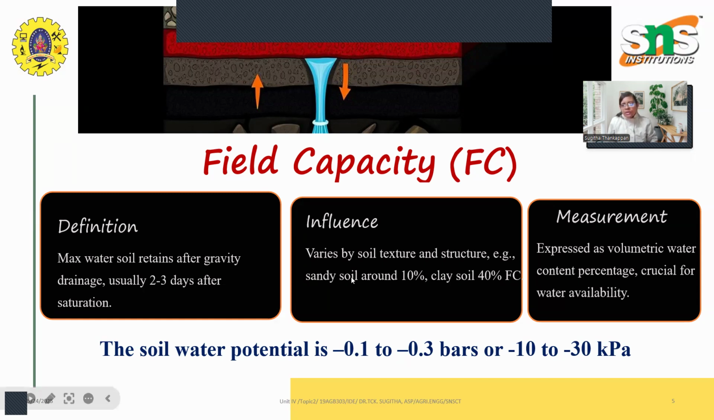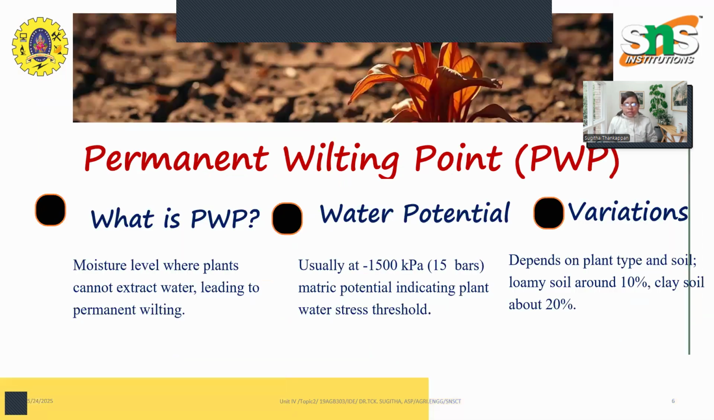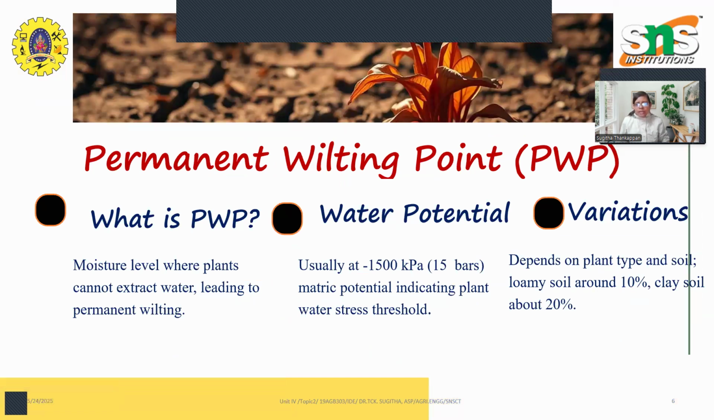This is influenced by various soil textures as well as structure, which we studied in the previous series of lectures. And how is it measured? It is measured as volumetric content percentage, which is crucial to study the water availability. In general, the soil water potential ranges from minus 0.1 to minus 0.3 bars or minus 10 to minus 30 kilopascal.